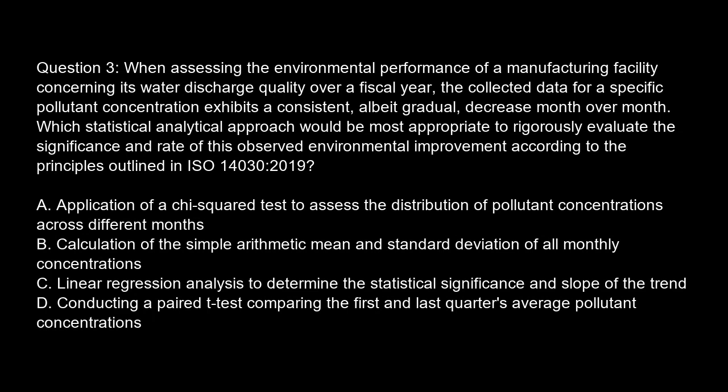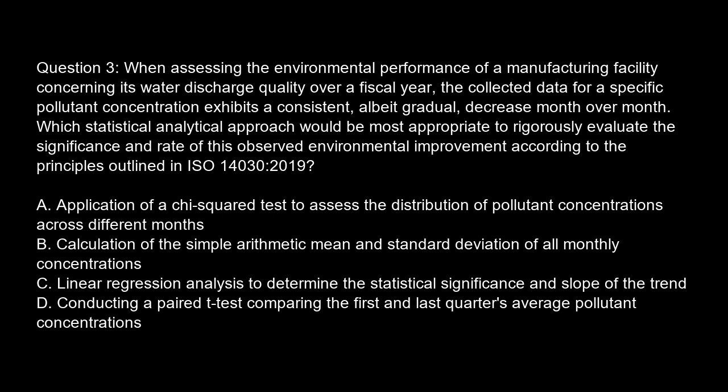Question 3. When assessing the environmental performance of a manufacturing facility concerning its water discharge quality over a fiscal year, the collected data for a specific pollutant concentration exhibits a consistent, albeit gradual, decrease month over month. Which statistical analytical approach would be most appropriate to rigorously evaluate the significance and rate of this observed environmental improvement according to the principles outlined in ISO 14030, 2019?